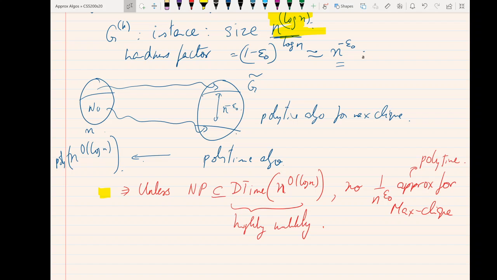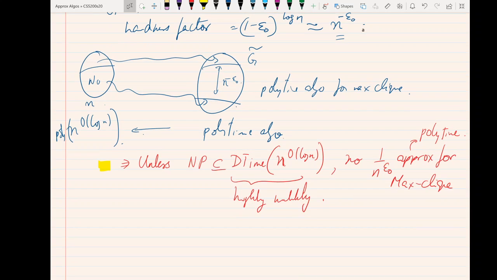Hence this is also a valid assumption to start off with, which is slightly stronger than P not equal to NP. Another way to see this is that the F over here, which creates an n raised to minus epsilon 0 gap between the no and the yes instances, takes time not polynomial time, but n raised to order log n time.